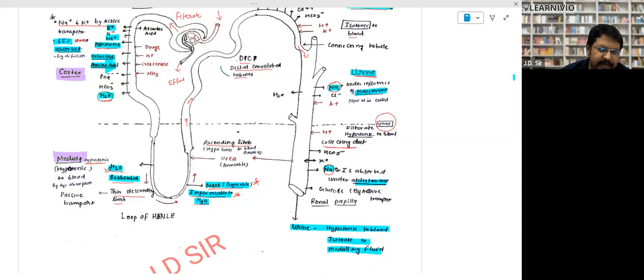The ascending limb is impermeable to water. That is important, I have made a star. The ascending limb is impermeable to water, but permeable to NaCl, permeable to salt. Right? Then the filtrate will go upward and reach the DCT, the distal convoluted tubule.